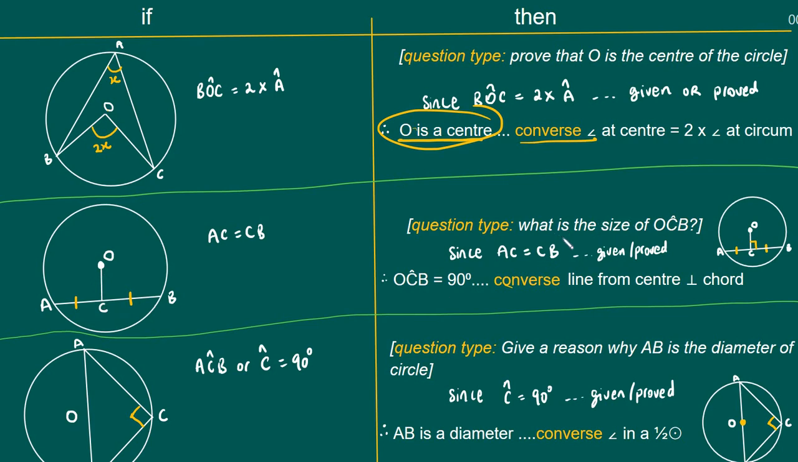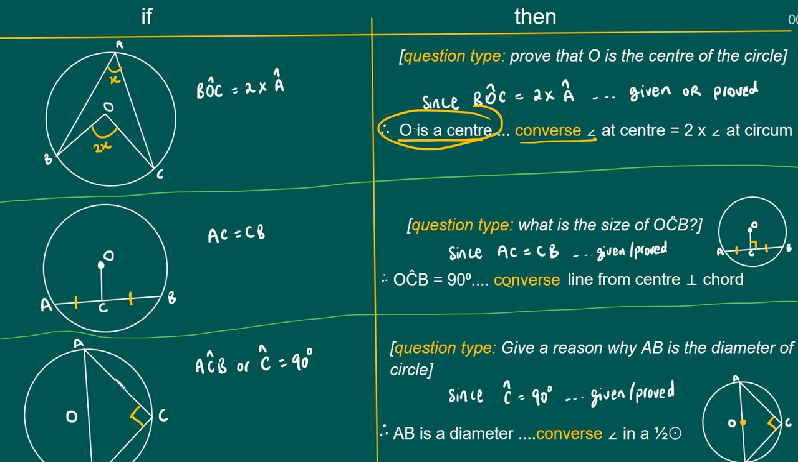And questions that will be asked in terms of that are questions like prove that AC is equal to CB. No, it's not those ones. It's to say prove that OCB is 90 degrees. Then you would tell them it's 90 because AC is equal to CB already. The chord is already bisected.